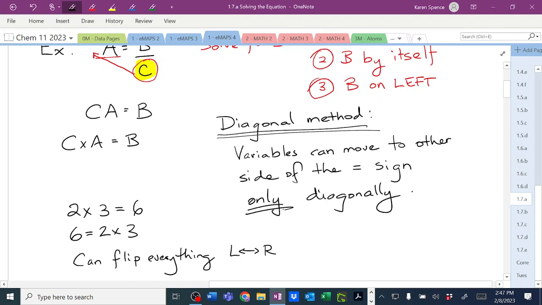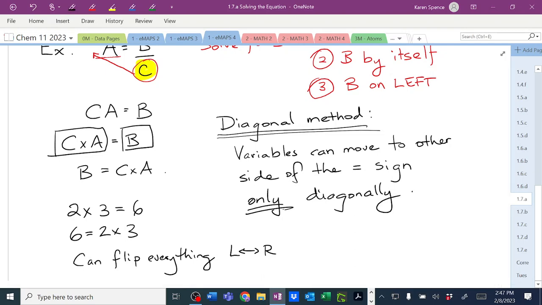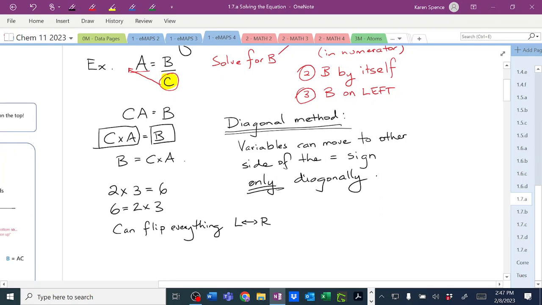So we can actually take the C and the A and the B, and we can put those on opposite sides. So then we will have B is equal to C times A. Is that good? Okay.